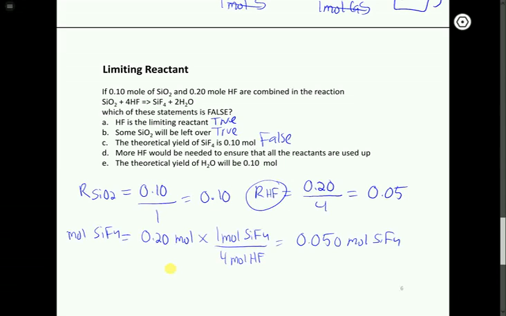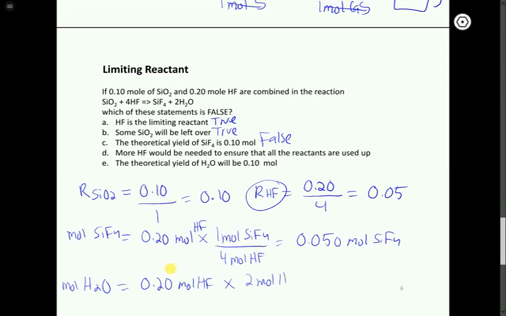And then finally, choice E deals with a theoretical yield of H2O. So if we're looking for the moles of H2O that can form in this reaction, we again start with the moles of HF. Sorry, I forgot to write it up there. So 0.20 moles of HF is our limiting reactant. And then the amount of H2O that can be formed, we have a coefficient of 2 in front of H2O.